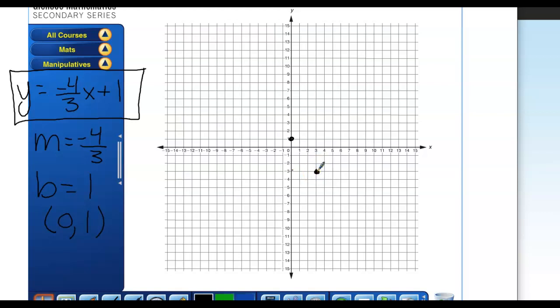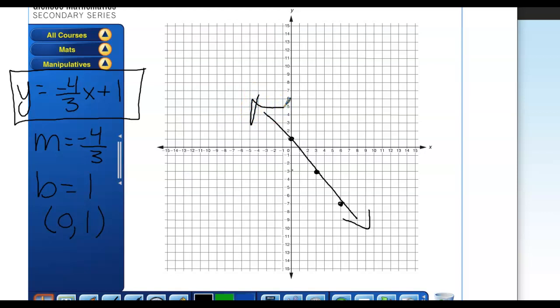From that point, how many do I go down? The slope's the same, it didn't change. So I go down how many? 4. 1, 2, 3, 4. And then I go over how many? 1, 2, 3. You need to have at least 3 dots when you're graphing a line. Now you can connect your line, and that is how you graph using slope-intercept form.